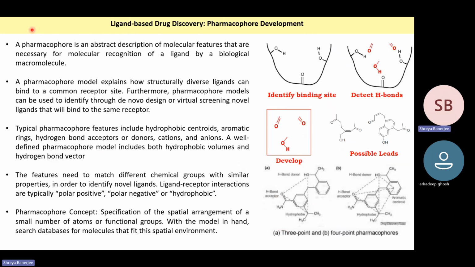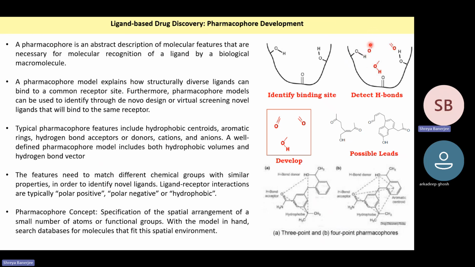Now we will look at ligand-based drug discovery. So a pharmacophore is an abstract description of molecular features that are necessary for molecular recognition of a ligand by a biological macromolecule. For example, if you know the binding site of some protein, suppose it has an OH like this, an OH like this, and a double bonded O. You can imagine a ligand binding to this receptor site, suppose by hydrogen bonding. So the OH is a hydrogen bond donor.